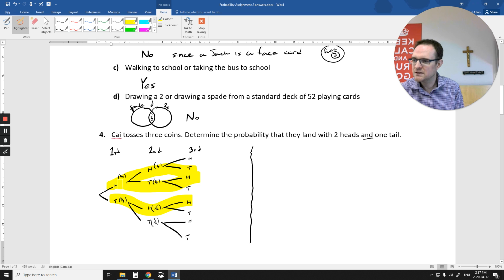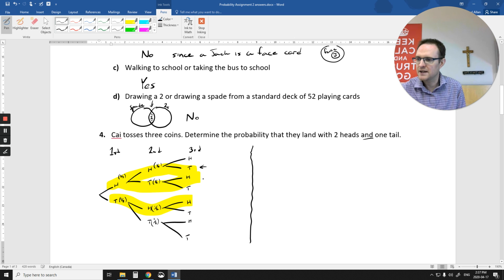I'm looking for 2 heads and a tail. So I can't have 2 tails. That'd be bad. We can't have all 3 heads. Okay, so it looks like it's just those 3 ways. Yeah, just those 3 ways.